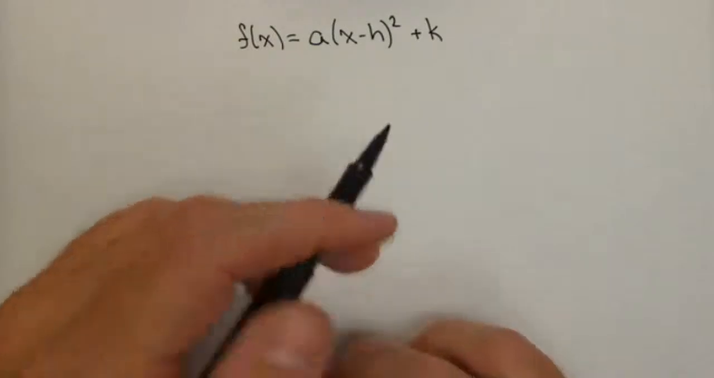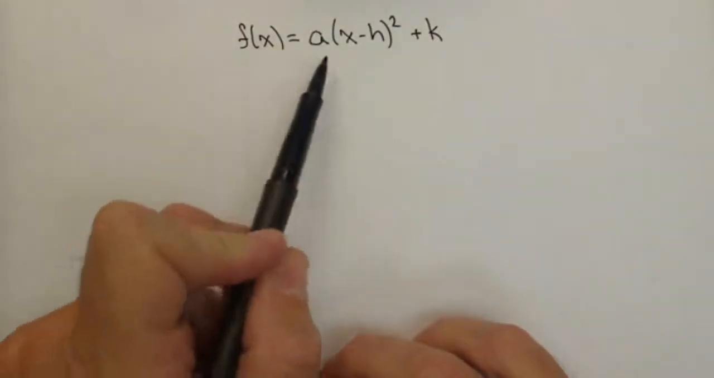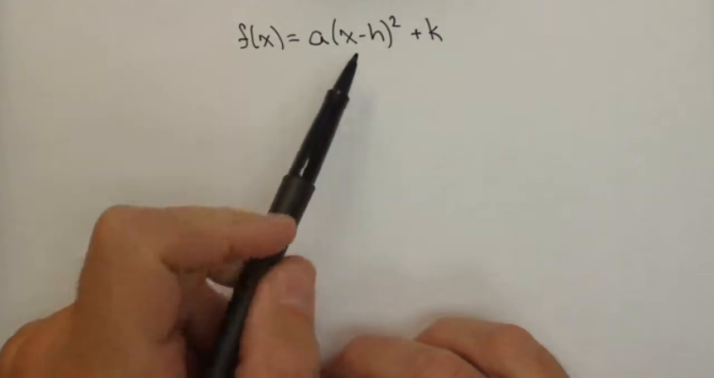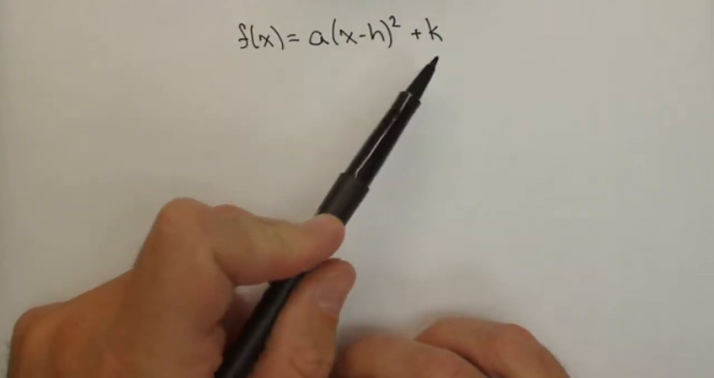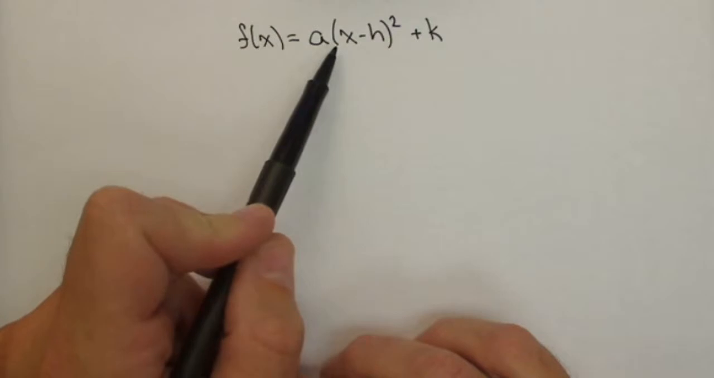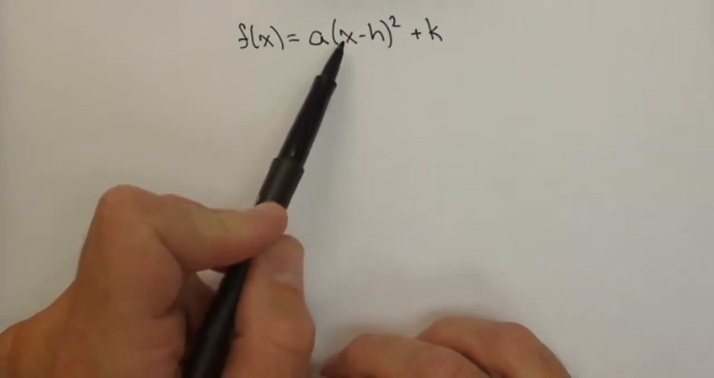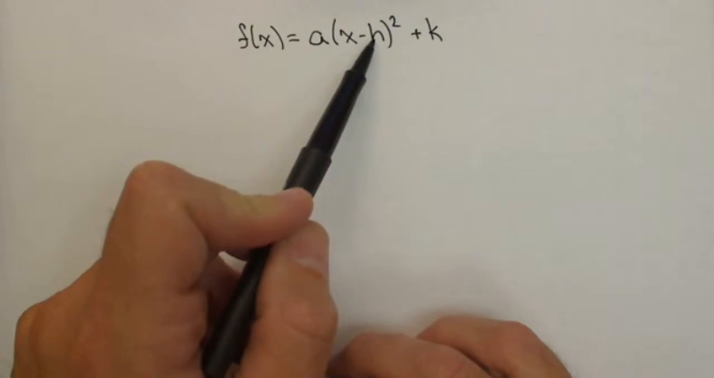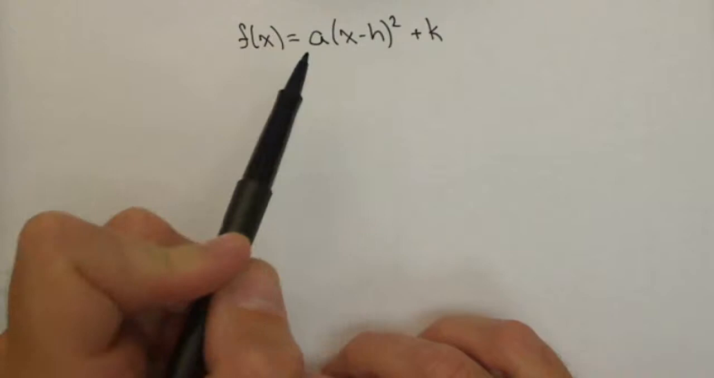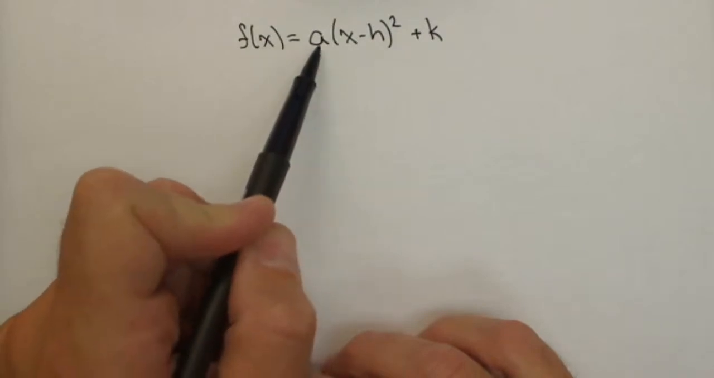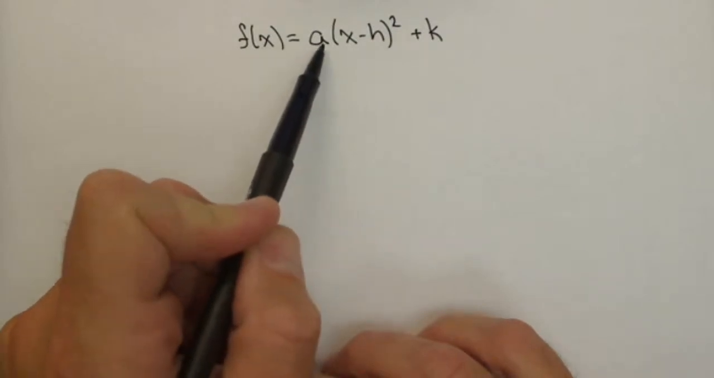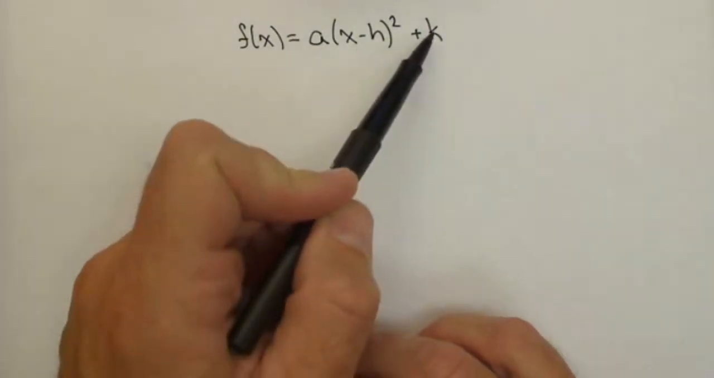In preview activity 3.2, we're given a function of this form, f of x equals a times the quantity x minus h squared plus k. Now this is familiar to us in that it's a form of a quadratic function that is horizontally shifted by h units to the right or left, depending on if it's positive or negative. It's vertically stretched or compressed by a factor of a. If a is negative, that will reflect it over the x-axis. And then it's vertically shifted up or down by k units.